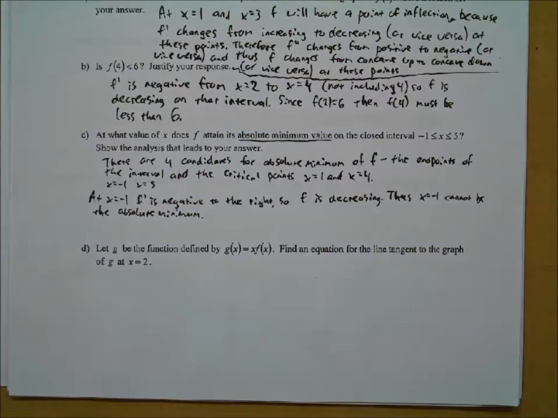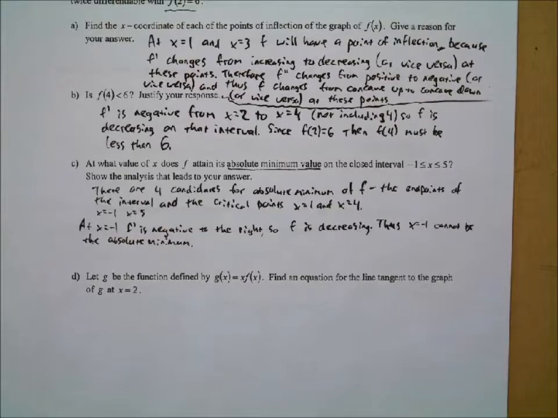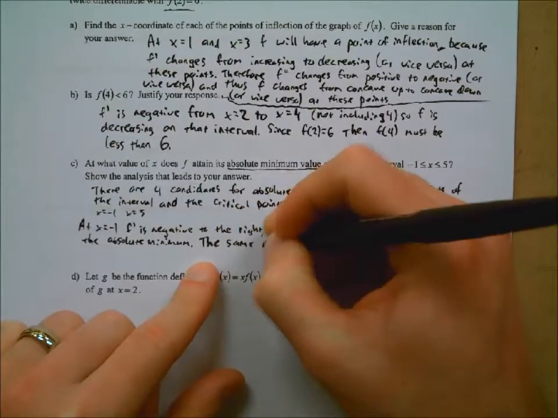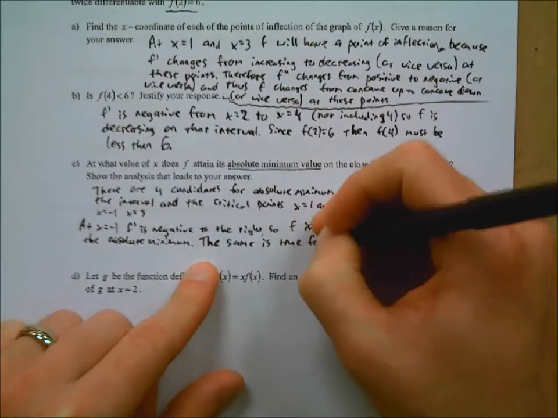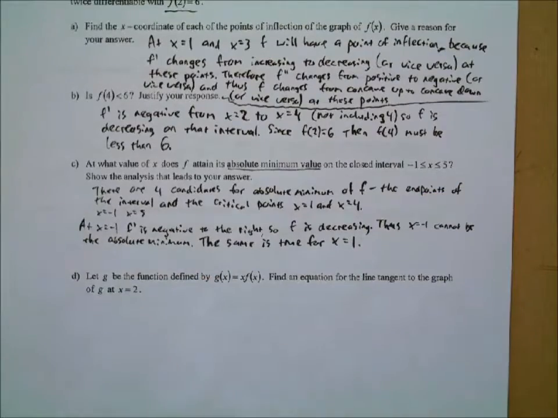Okay. All right, candidate number 2. x equals 1. I guess I'll leave that up there. Looking at x equals 1, in our graph of f prime, what happens immediately to the right of x equals 1? f prime is negative. So therefore, f will be decreasing. So the same is true for x equals 1.